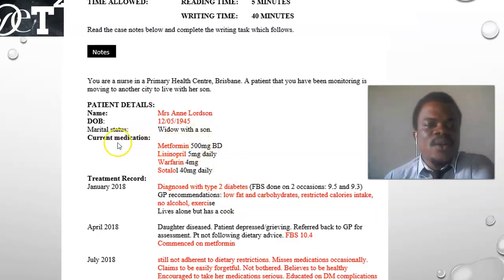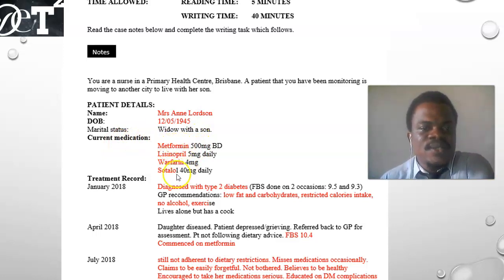So let's go to the current medication. The patient is on these drugs, so we have to add them. Remember, we are writing to a health worker. That's why I didn't bother writing the doses of these drugs. So I'm not going to add them.